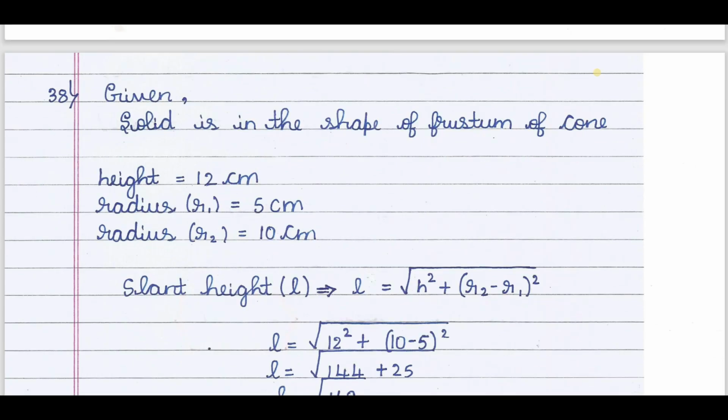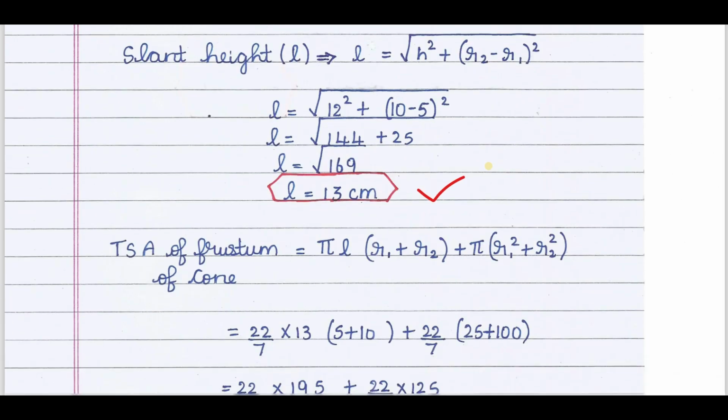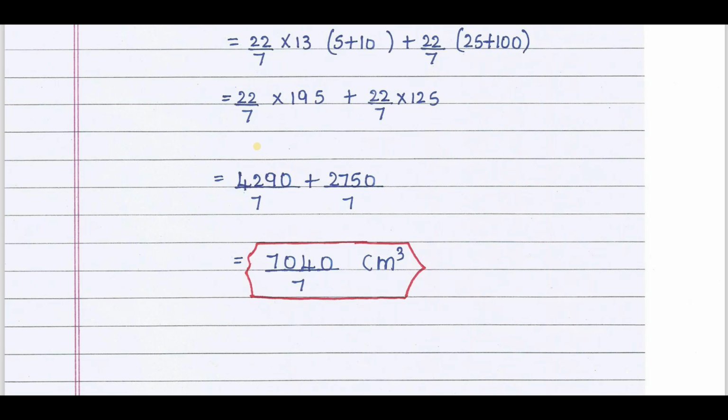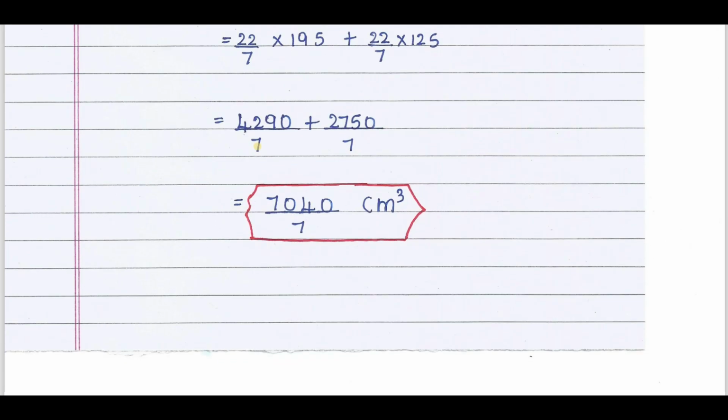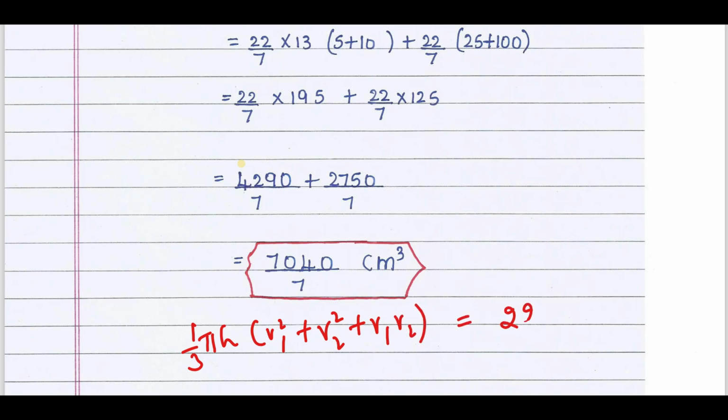For the given solid, we should find the volume of the frustum of a cone and also the TSA of the frustum. Before that, we need to find the slant height l equals root of h square plus r1 minus r2 whole square. We get slant height l equals 13 meters. For the TSA of the frustum, what do we get? 7040 by 7. Next, the volume of the frustum of a cone is calculated by 1 by 3 pi h (r1 square plus r2 square plus r1 into r2). Substituting the values, we get 2200 centimeters cube.